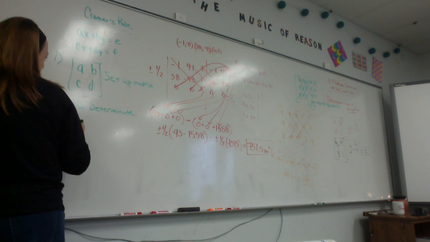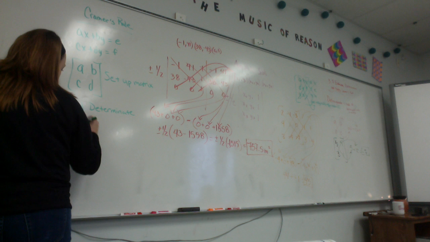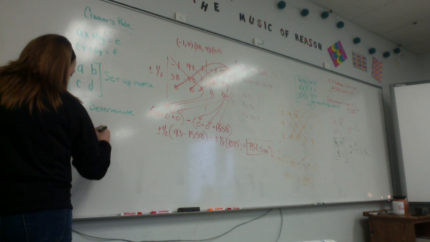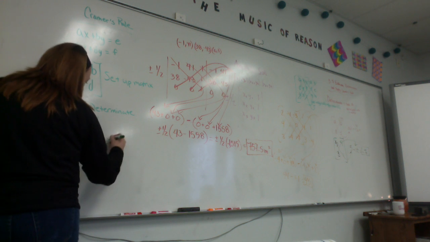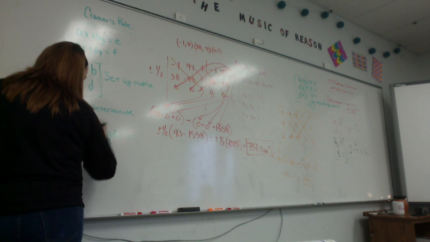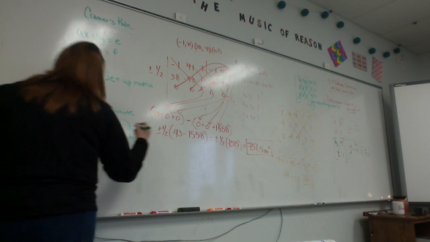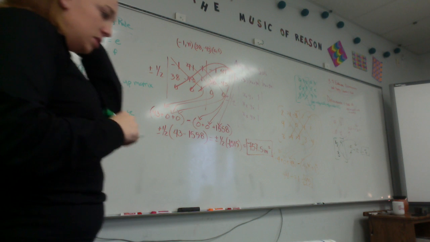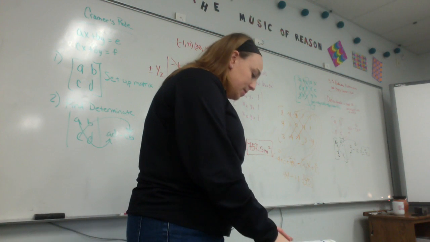Okay? Which in this case would be, with these variables, A times D minus C times B. Okay? Find the determinant. You can handle those two steps.